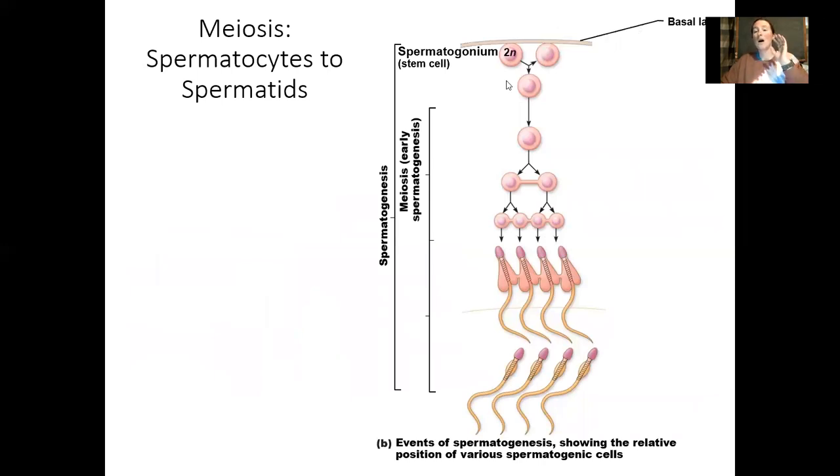I'm going to be showing you a lot of different images here from a textbook. All of them at the top show the edge of the seminiferous tubule. Think about how a tubule is round, so this here is kind of like a little pie wedge out of the side of the seminiferous tubule.